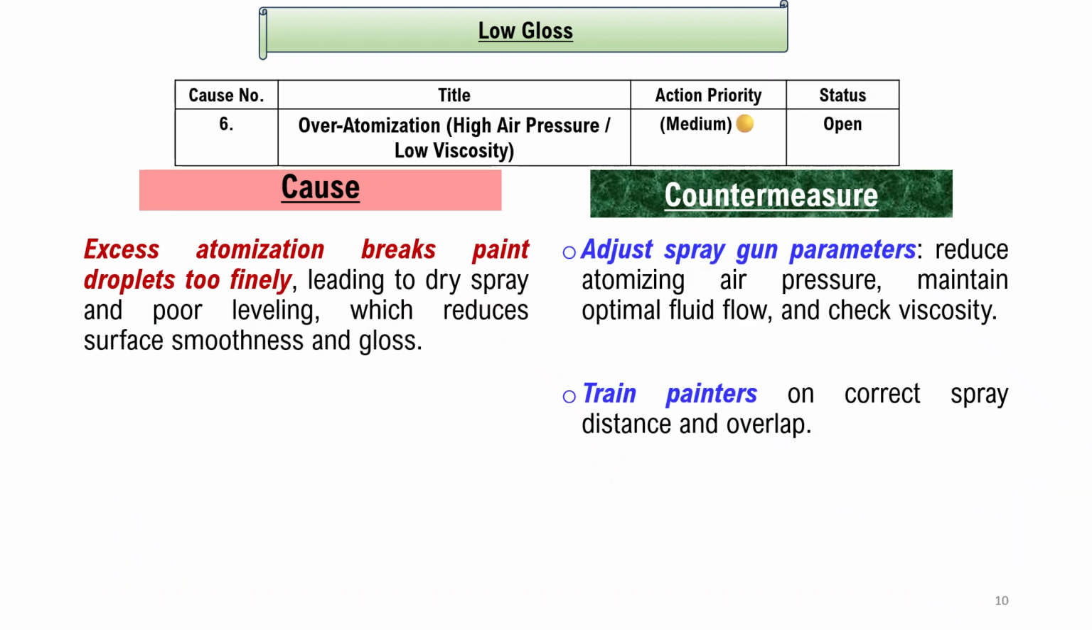Number six probable cause is over atomization, that is, higher air pressure and low viscosity. Excess atomization breaks paint into droplets too finely, leading to dry spray and poor leveling, which reduces surface smoothness and gloss. Therefore, adjust spray gun's parameters, reduce air pressure, maintain optimal fluid flow, and check viscosity. Train painters on correct spray distance and overlap.